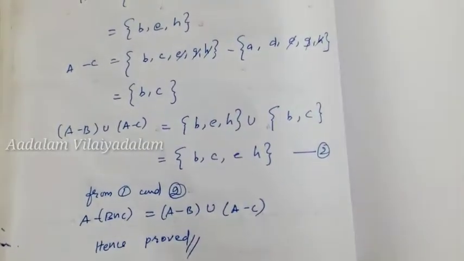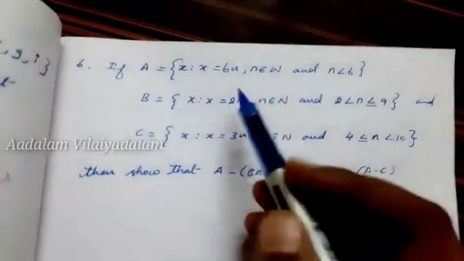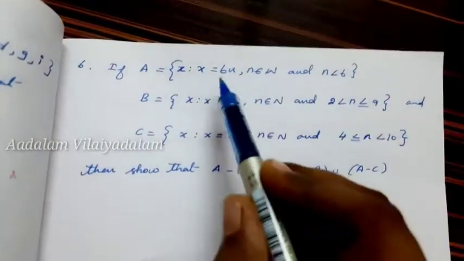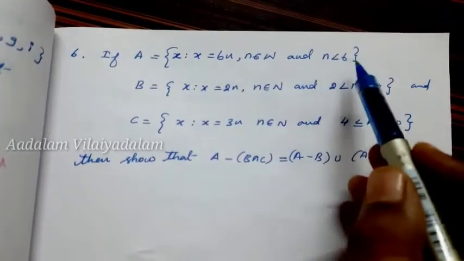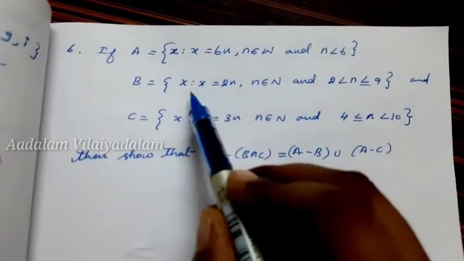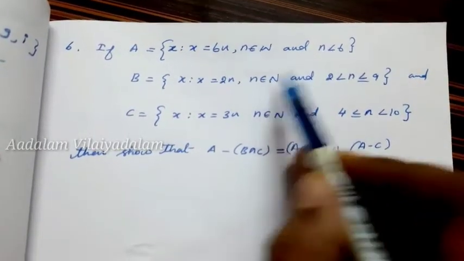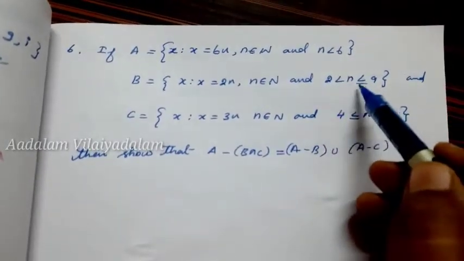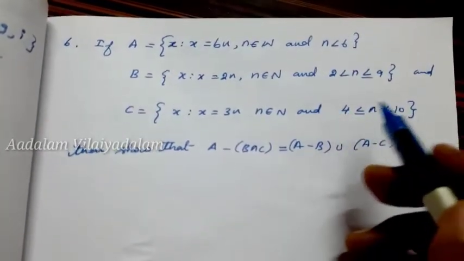This we can write. Now the sixth question is, if A equal to {x : x = 6n, n belongs to W, n < 6}, B equal to {x : x = 2n, n belongs to N, 2 < n ≤ 9} and C equal to... So all these values are given here.